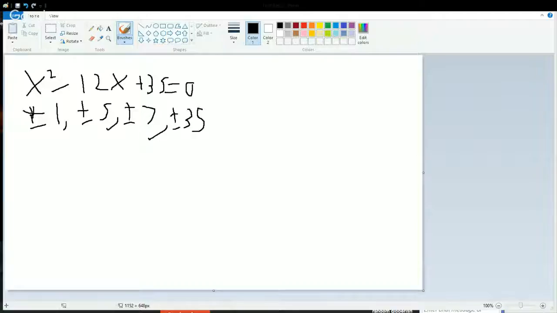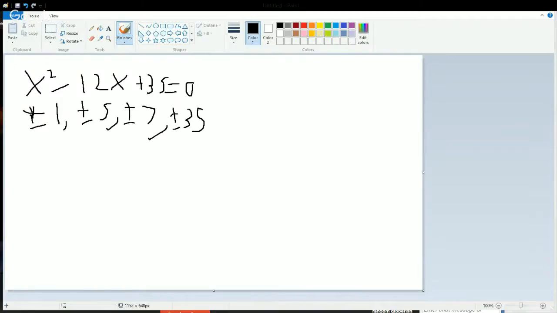Let's try that again. So you try 5 squared minus bracket 12 times 5, which gets you negative 35, plus 35 equals 0. So you know that 5 is one of your factors, right?